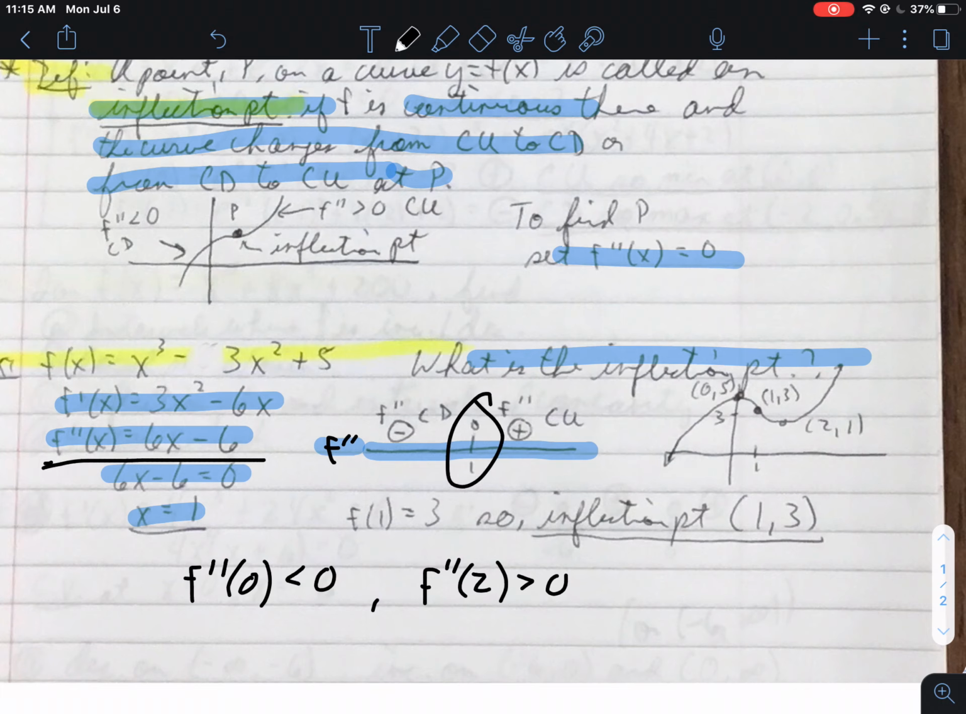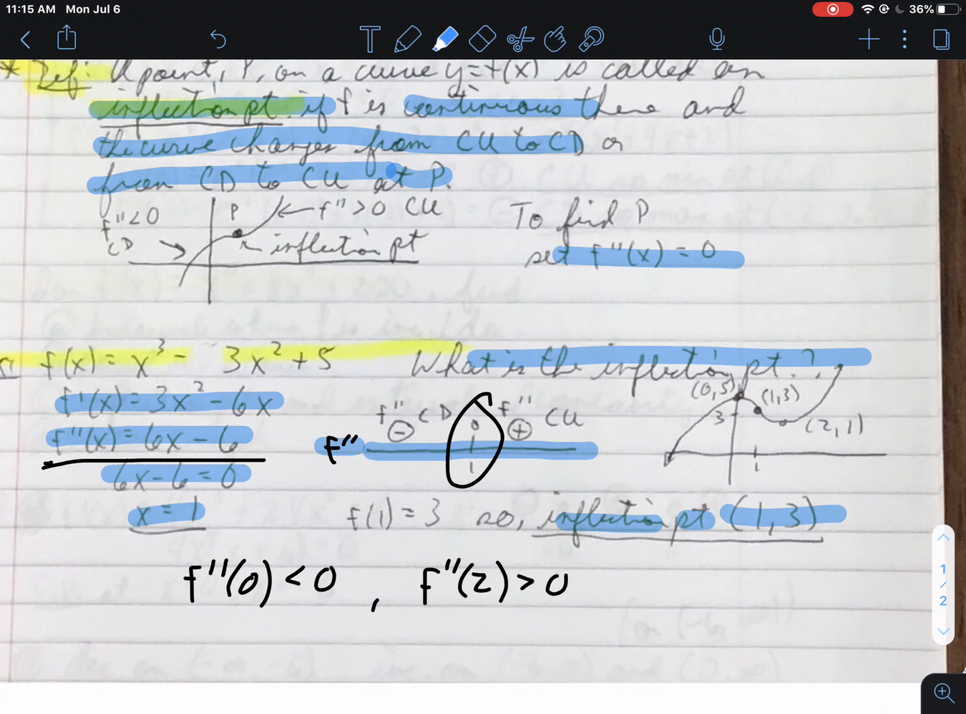Now, this is an inflection point on the graph of our function, so it is customary to go ahead and find the ordered pair. It's usually not sufficient here just to say, oh, there's an inflection point at x equals 1. That's true, but we want to give the actual point because it is called a point. It has a y coordinate. So I have an inflection point at 1, 3.